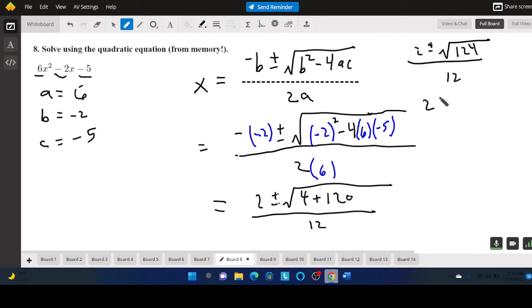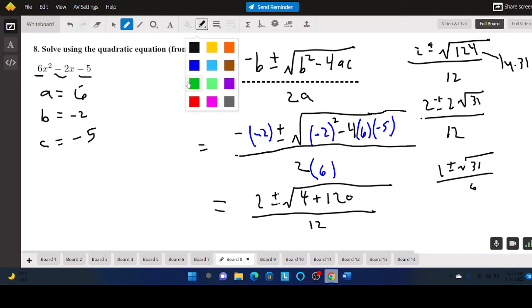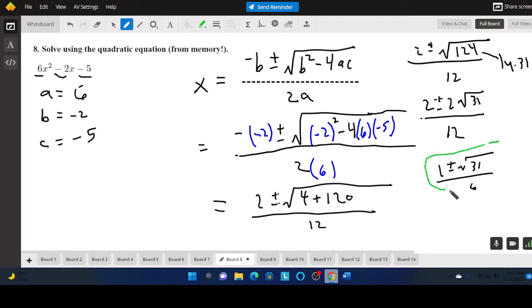It's going to be 2 plus or minus 2 times the square root of 31, because that factored into 4 times 31, and the square root of 4 is 2, over 12, and that reduces to 1 plus or minus the square root of 31 over 6. And those are the solutions.